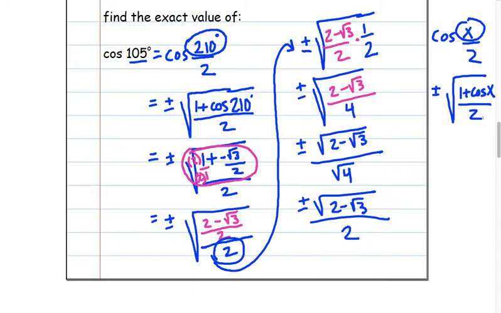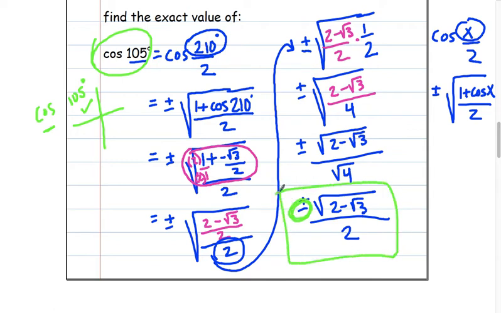So now I have to figure out, should my final answer be positive or negative? The original problem is cosine of 105. 105 degrees is in the second quadrant, and in the second quadrant, cosine is negative. So that means we want to only go with the negative version of our answer. Remember this little thing here? In the second quadrant, cosine is negative. Okay.